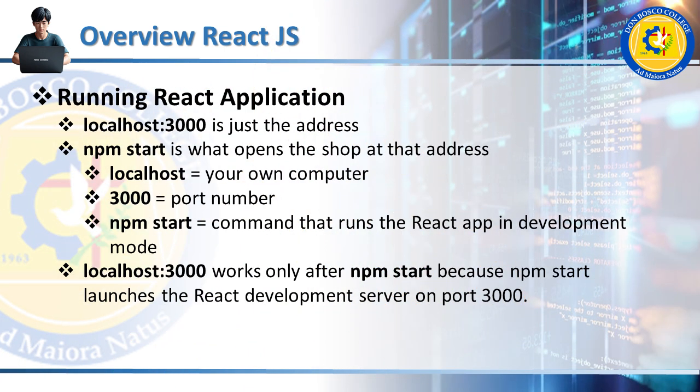Localhost 3000 is simply the address of your own computer, localhost, using port 3000, and it only works after running npm start, because this command uses Node.js to launch the React development server in development mode on port 3000, making the application accessible in the browser.